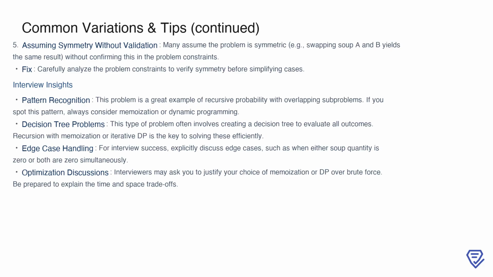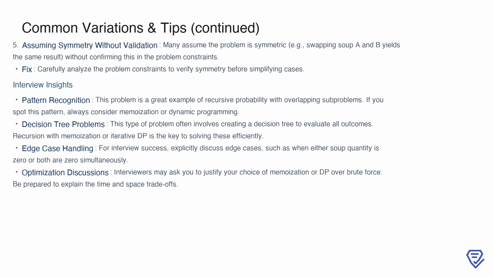Now, let's talk about some key insights for interviews. This problem is a classic example of recursive probability with overlapping subproblems. Recognizing this pattern early is crucial, as it immediately hints at the use of memoization or dynamic programming. Additionally, this type of problem often involves decision trees, where you evaluate all possible outcomes. Efficiently solving such problems requires either recursion with memoization or an iterative DP approach.